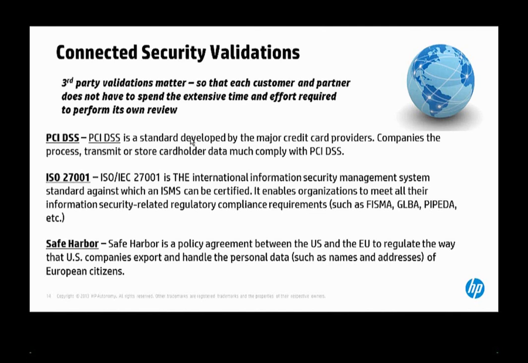Probably even more important is ISO 27001. This is really the international security management standard against which an information system can be certified. It allows organizations to meet really all of their security-related regulatory compliance requirements with one single certification. There's about 11 different areas of investigation associated with this examination. Everything from source code reviews to process reviews to employee background checks to physical site reviews.